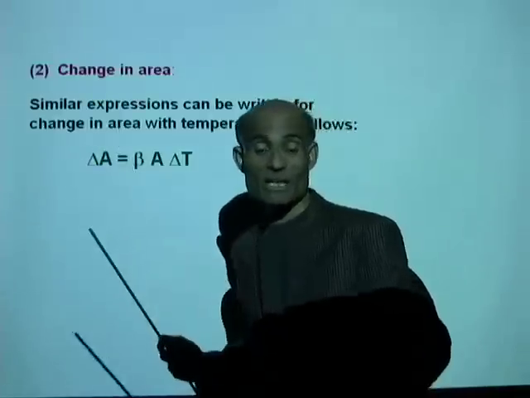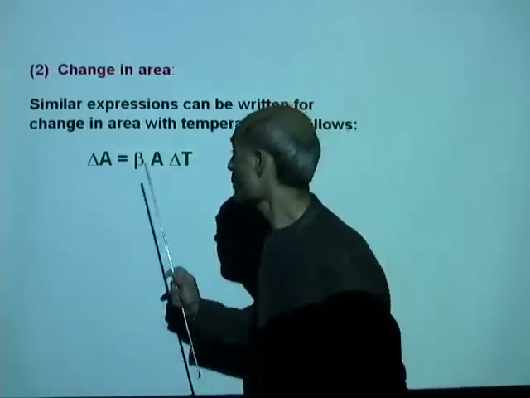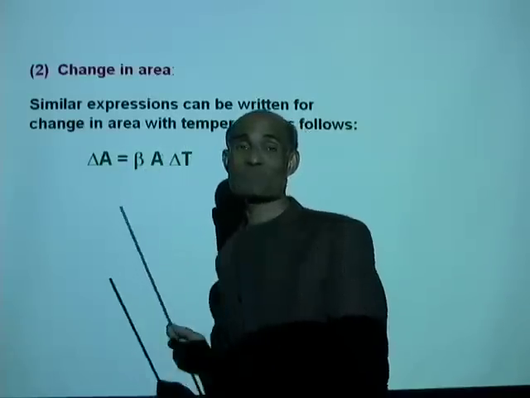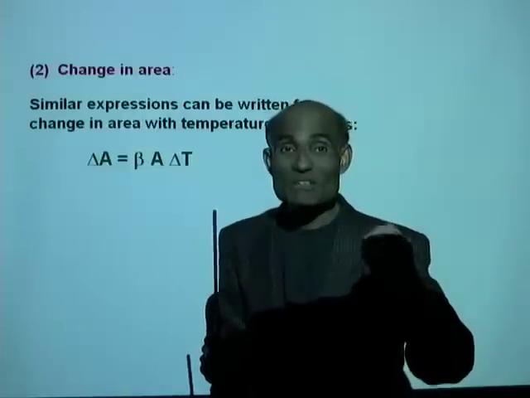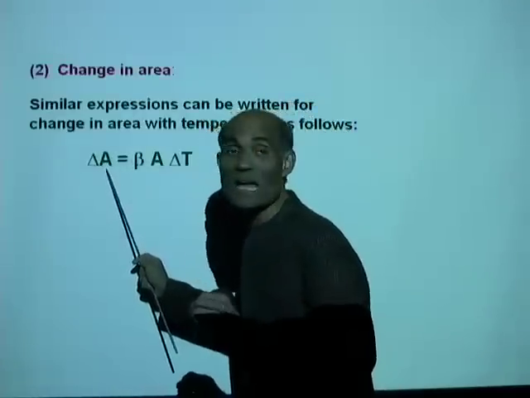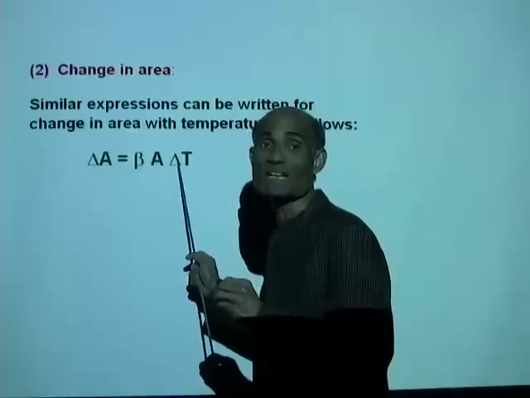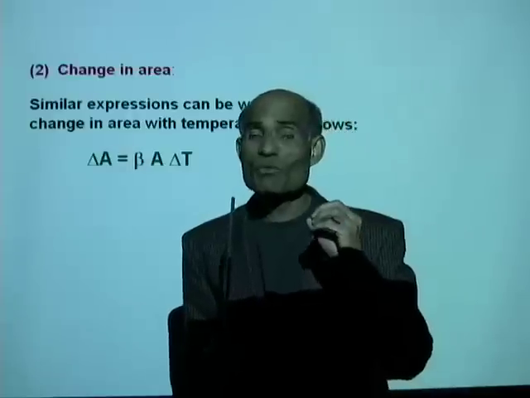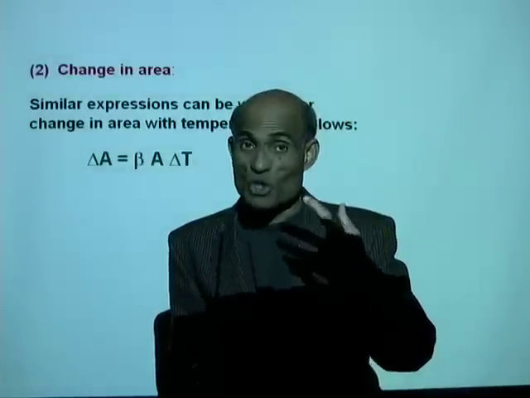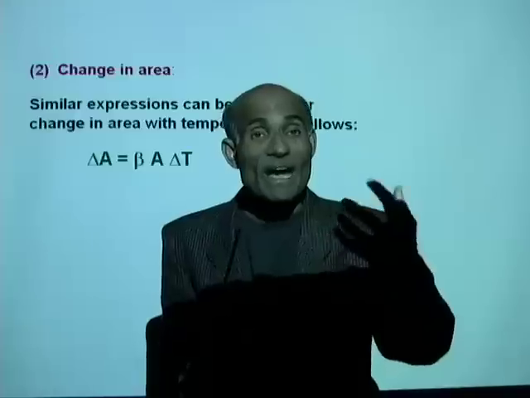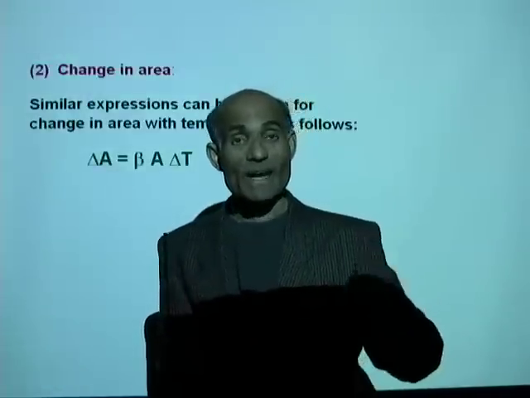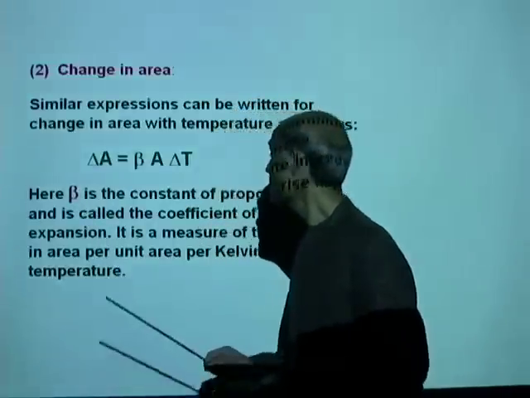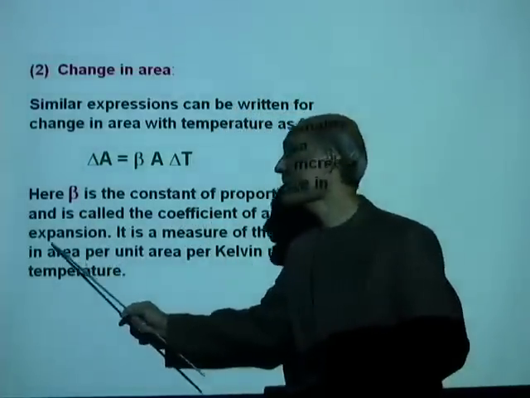The change in area delta A is directly proportional to the original area and the change in temperature. And when you write it as an equation, it becomes delta A equal to beta A delta T, where beta is a constant. And what will you call that constant? Well, you can call it the coefficient of area expansion or area expansivity. Beta is called the coefficient of area expansion.